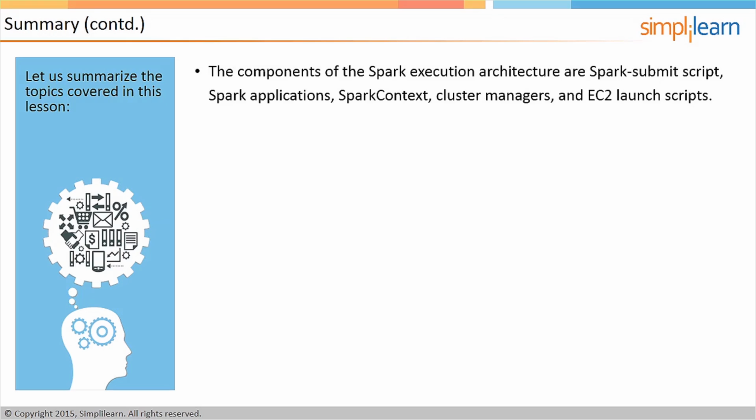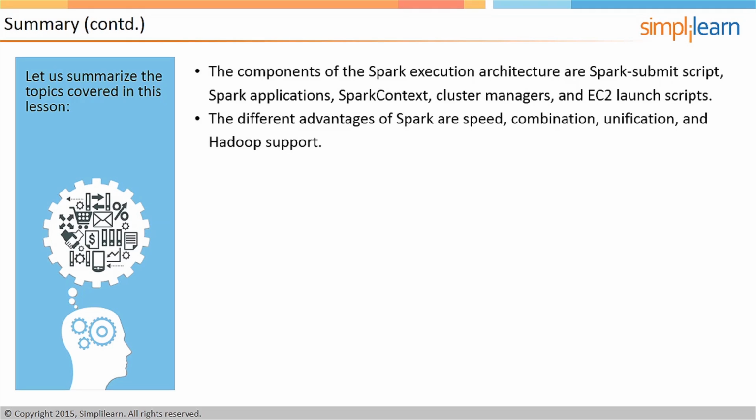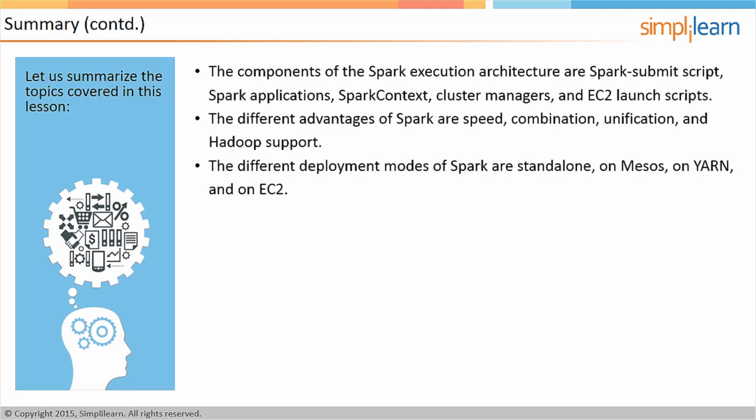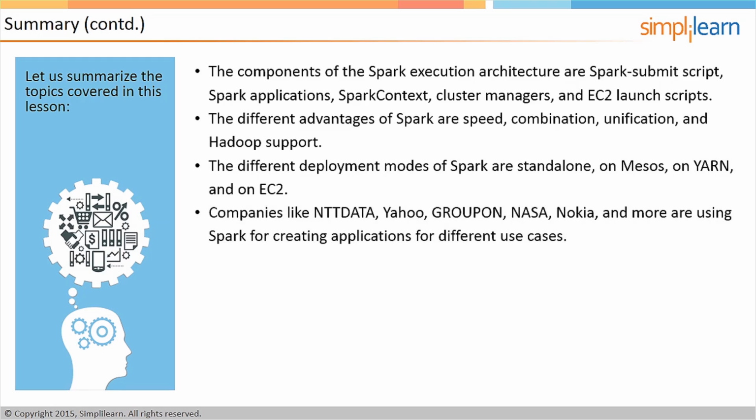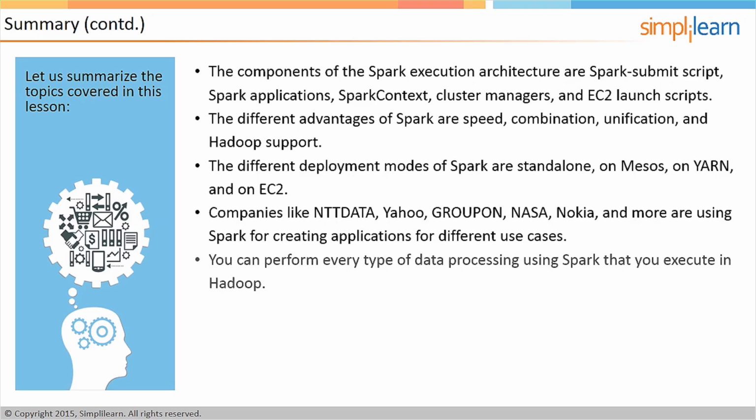The components of the Spark execution architecture are Spark Submit Script, Spark Applications, Spark Context, Cluster Managers, and EC2 launch scripts. The different advantages of Spark are speed, combination, unification, and Hadoop support. The different deployment modes of Spark are standalone, on Mesos, on Yarn, and on EC2. Companies like NTT Data, Yahoo, Groupon, NASA, Nokia, and more are using Spark for creating applications for different use cases. You can perform every type of data processing using Spark that you execute in Hadoop.